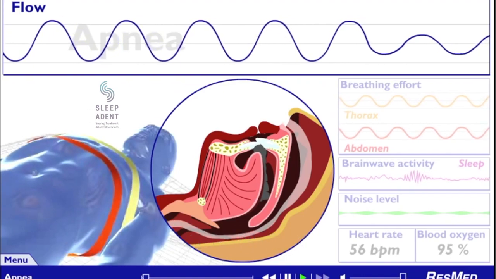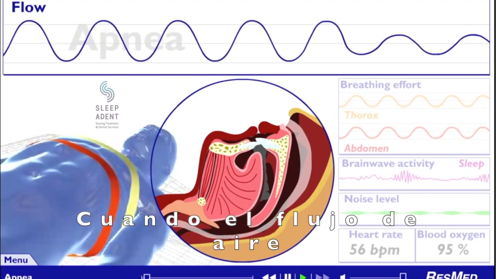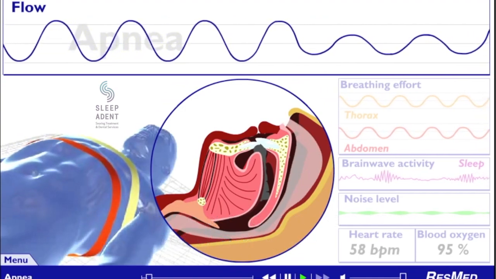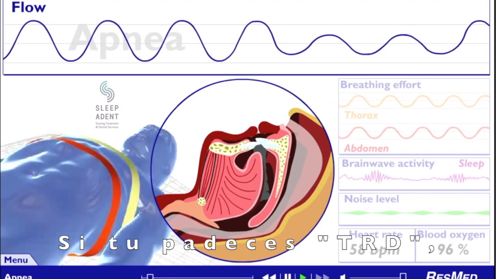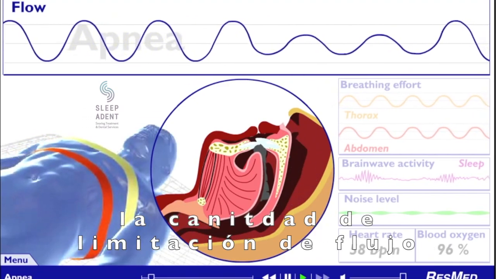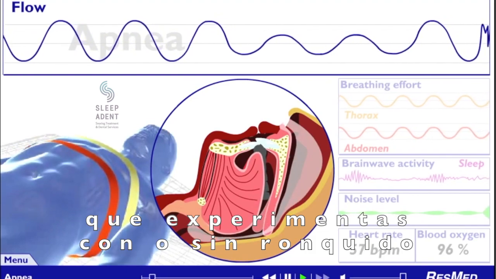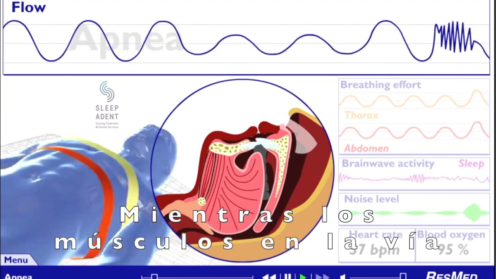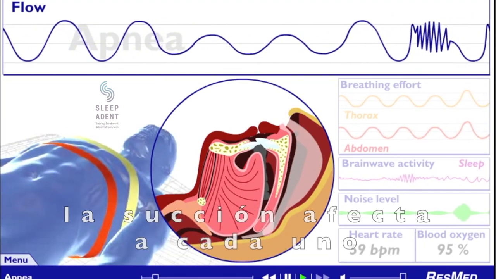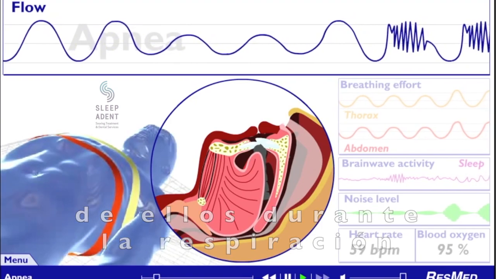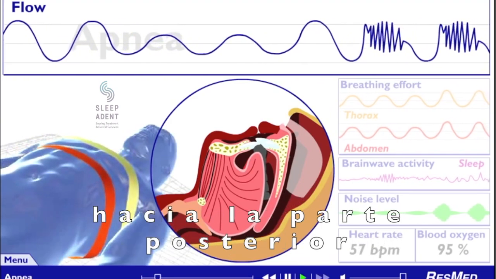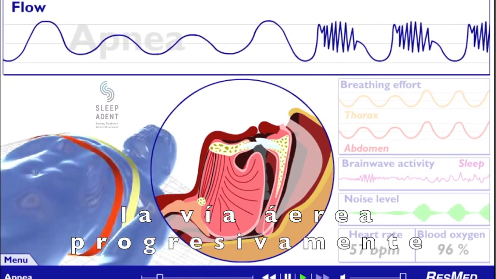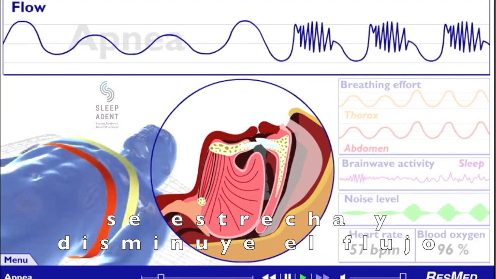Apnea. What is really happening? When the airflow drops to below 50% of normal, this is known as a hypopnea. If you have SDB, the amount of flow limitation you experience, with or without snoring, varies continuously during the night. As the muscles in the upper airway start to relax, the suction effect of each inward breath tends to draw the soft tissues down towards the back of the airway. Over a series of breaths, the airway progressively narrows and the airflow decreases.